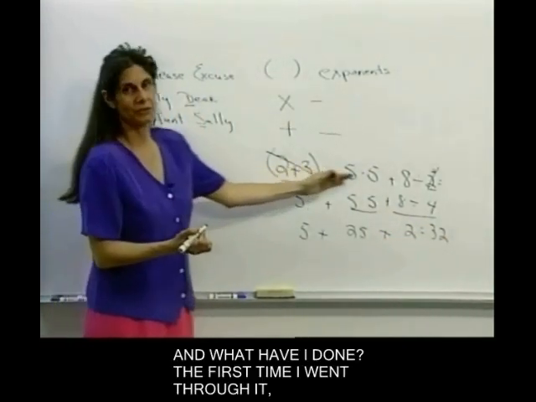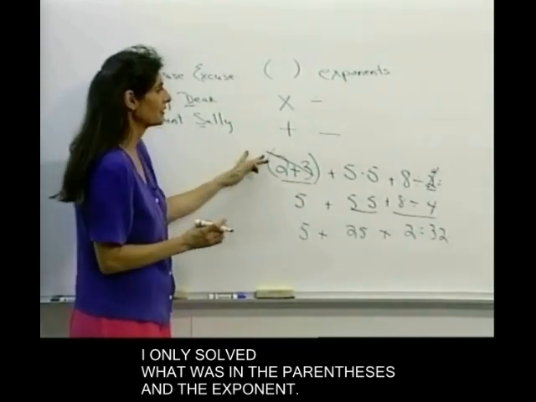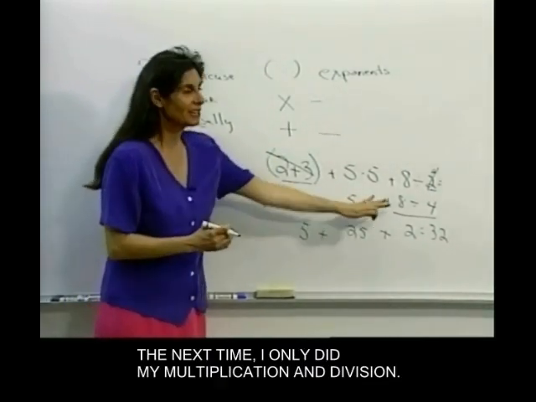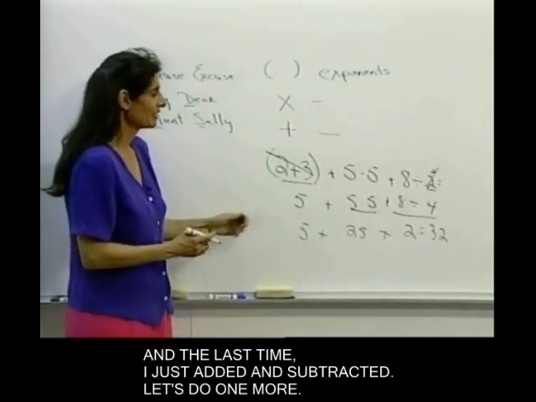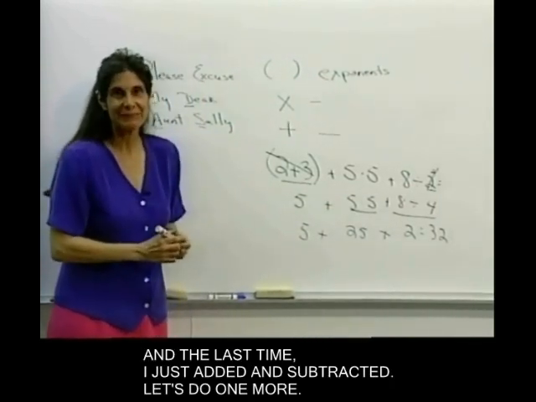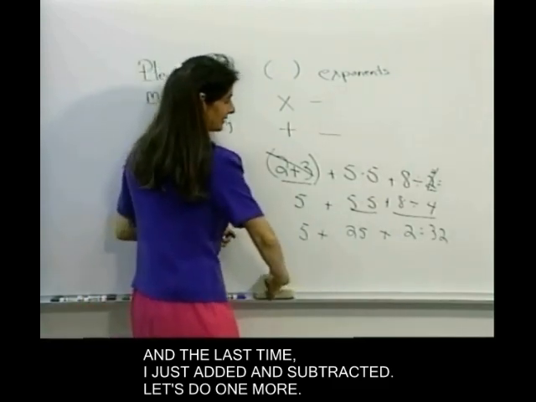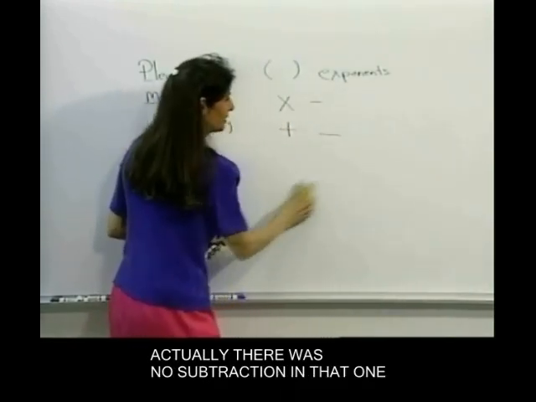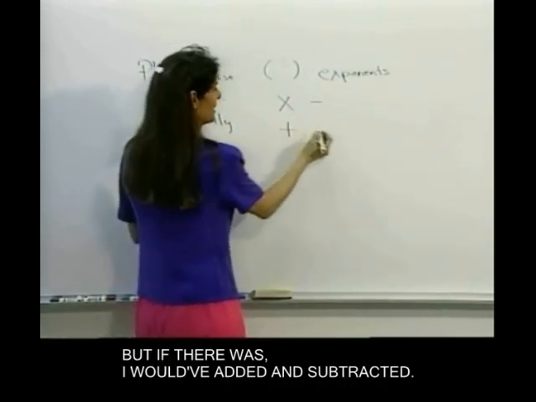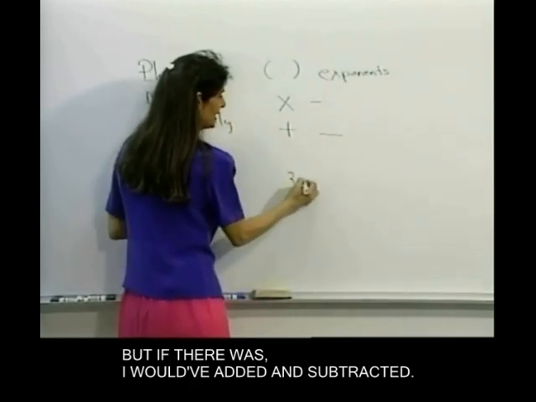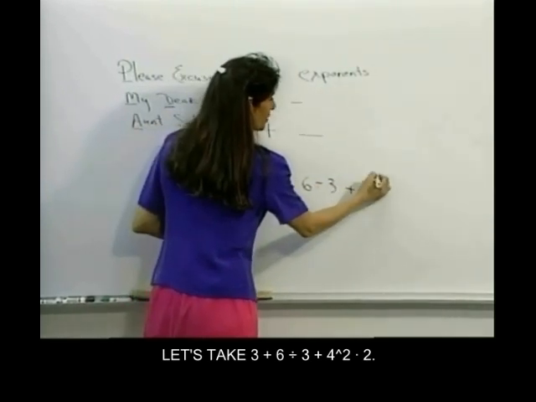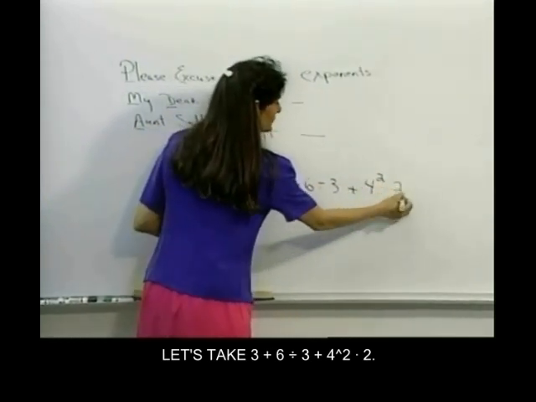The first time I went through it, I only solved what was in the parentheses and the exponent. The next time, I only did my multiplication and division. And the last time, I just added and subtracted. Let's do one more. Actually, there was no subtraction in that one, but if there was, I would have added and subtracted. Let's take 3 plus 6 divided by 3 plus 4 squared times 2.